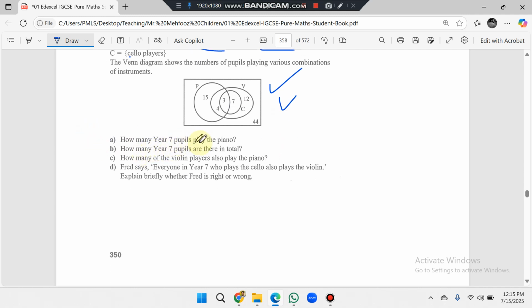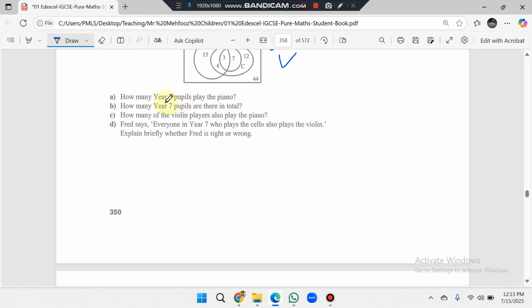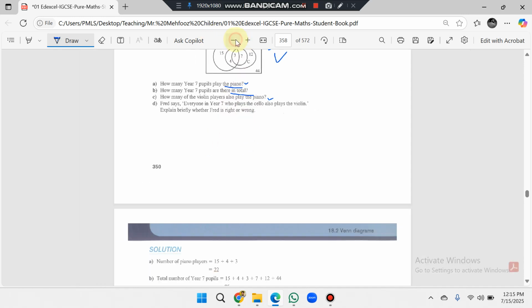How many year 7 pupils play the piano? So it means that first of all we have to find the pupils who are playing piano. The second question is how many year 7 pupils are there in total. Then, how many of the violin players also play the piano? And also Fred says everyone in year 7 who plays the cello also plays the violin. Explain briefly whether Fred is right or wrong. So all these questions are given.